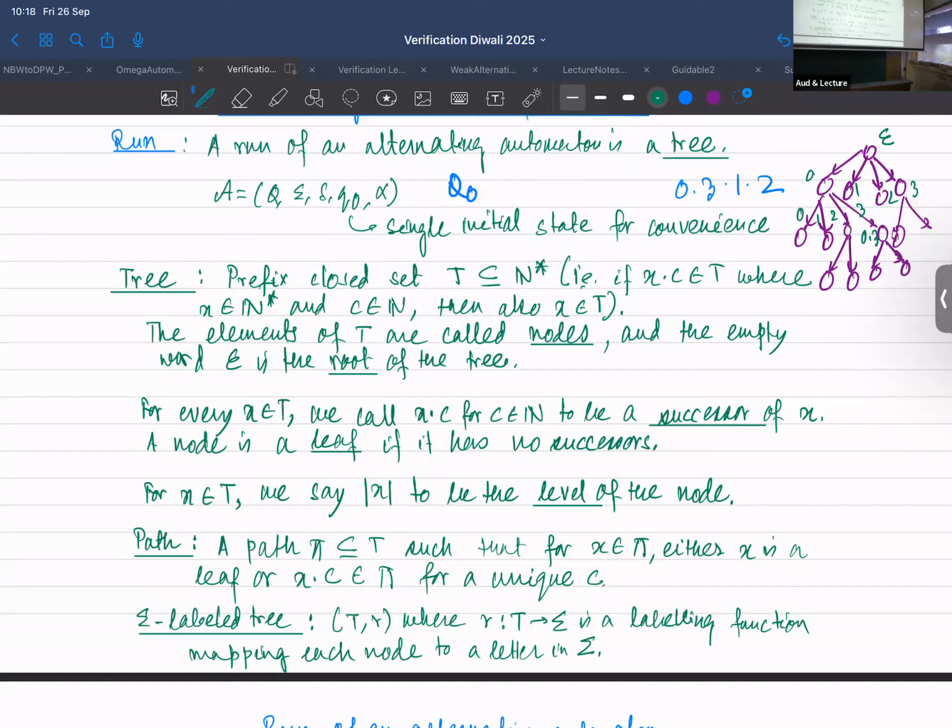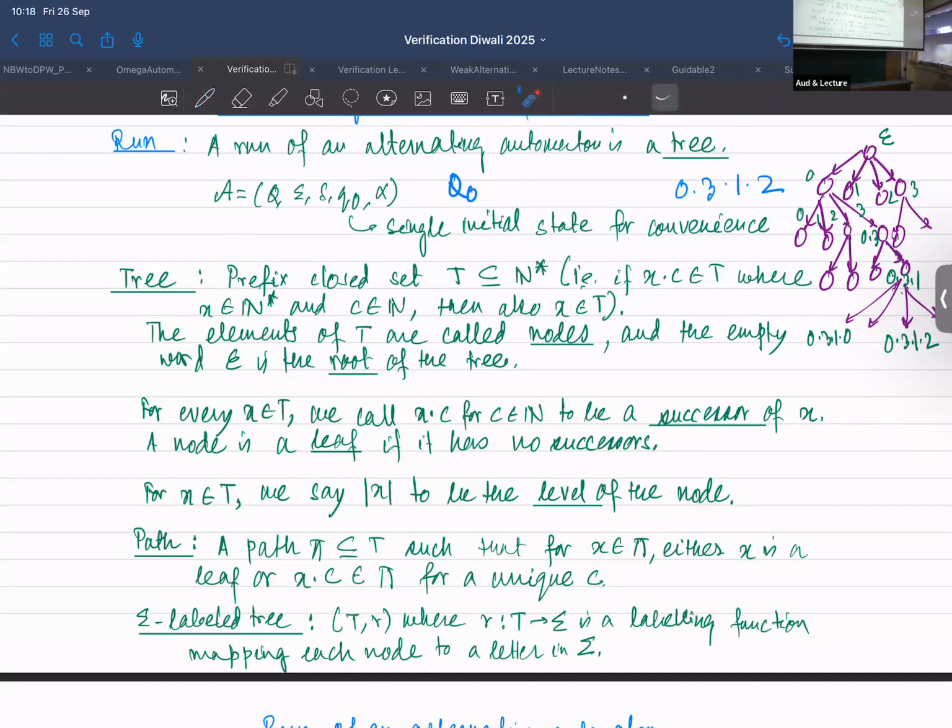Okay. Similarly, now I will say this is my 0.3.1. This node is 0.3.1. Okay. And from here, I can again have, let's say, different children here. So this is my 0.3.1.0, 0.3.1.1. This will be my 0.3.1.2. Okay, so this is why we are saying that these are the nodes, right?